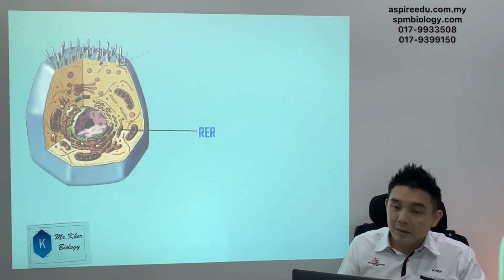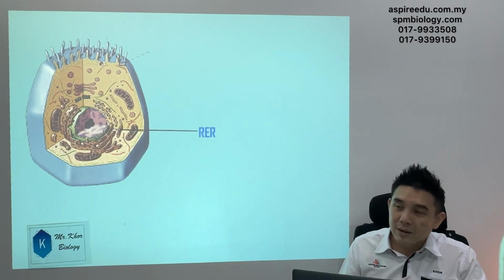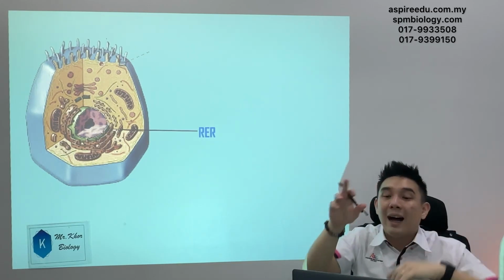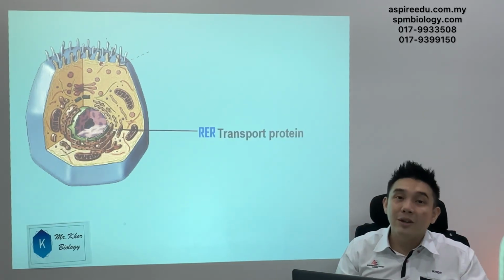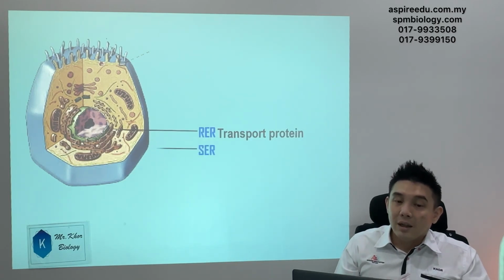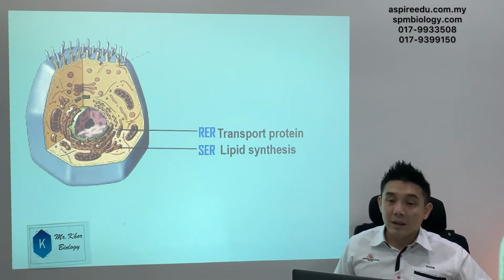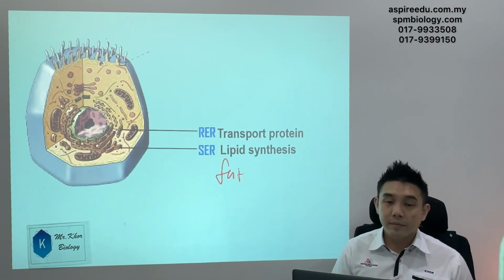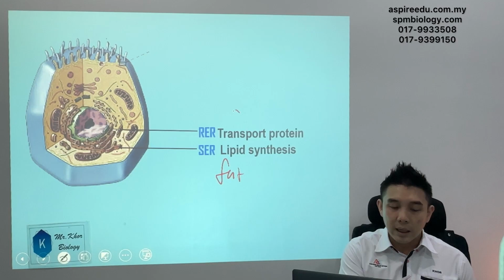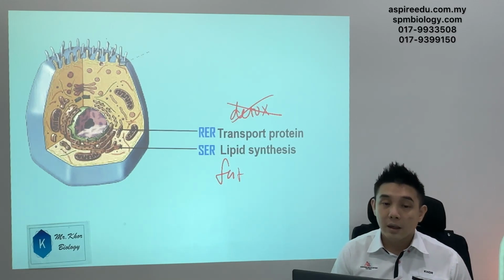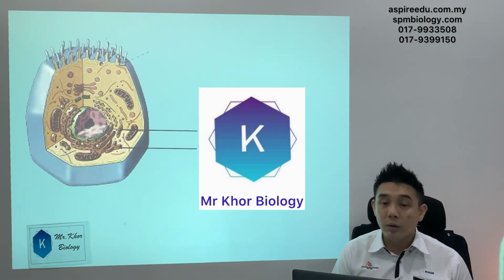Okay, rough endoplasmic reticulum. Do you remember the function, guys? I think this one is the last part already. Protein transport. Very good. Smooth ER carries out lipid synthesis. Guys, lipid is fat, means they produce fat. Later in my notes, there's one extra function, detoxification, have to remove for rough ER. I'll let you know lah.